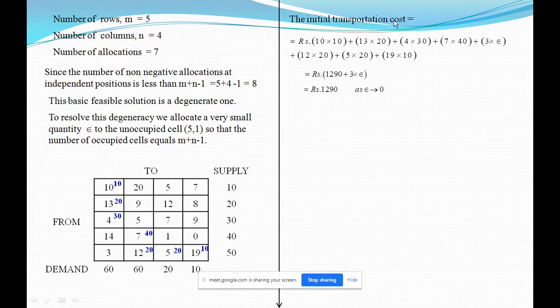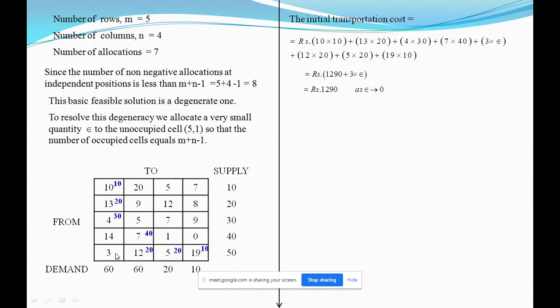So the initial transportation cost, this is not the final optimal value. Initially the transportation cost is how much? You have to multiply 10 into 10, 13 into 20, 4 into 30, 7 into 40, 12 into 20, and 5 into 20, 19 into 10. In addition to that, you will be having 3 into epsilon or 1 into epsilon or 7 into epsilon. Some unoccupied cell can be taken.